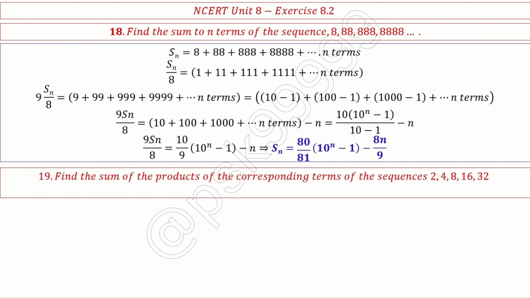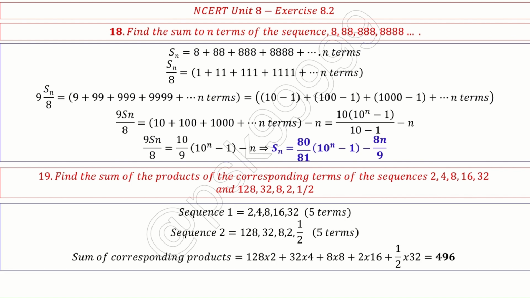Find the sum of the products of corresponding terms of the sequences 2, 4, 8, 16, 32 and 128, 32, 8, 2, 1/2. So what you have to do is, there are two series given. You have to construct a new series, which is the product of corresponding terms of sequence 1 and sequence 2. So 2 into 128 plus 4 into 32 plus 8 into 8 plus 16 into 2 plus 32 into 1/2. This is a very straightforward question. You sum up, you will get 496. Okay, next.